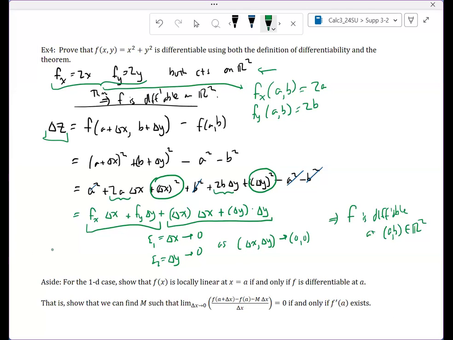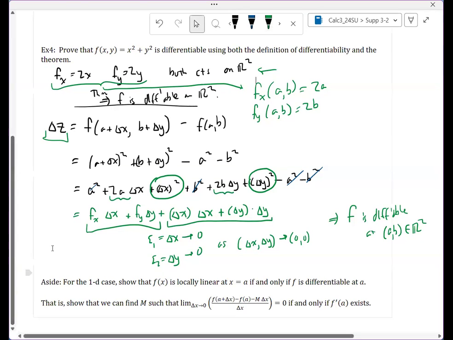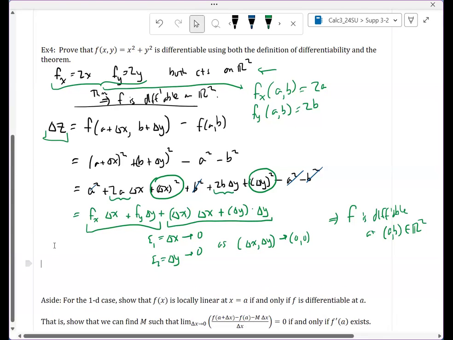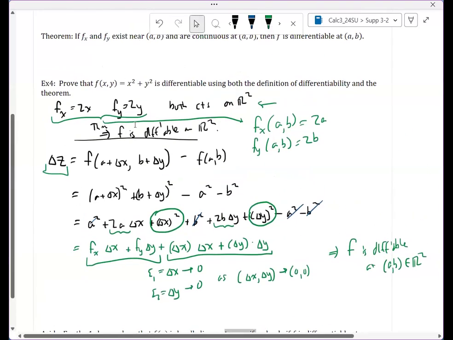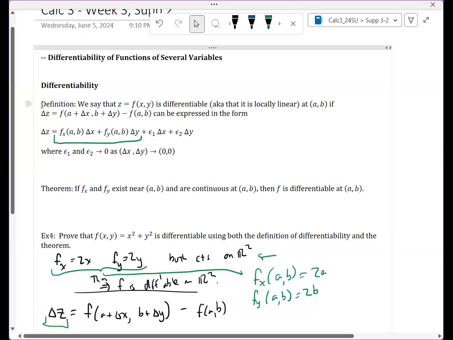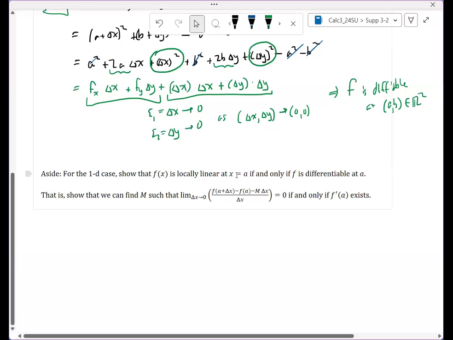But obviously it was much easier, even in this fairly simple case, to use the theorem to show this, to show that the two partials exist and are continuous. And then as a little aside, here we're going to focus on the 1D case. We're going to show that f is locally linear at x equals a. In other words, the 1D equivalent of this definition for differentiability, which is sometimes referred to as local linearity instead of differentiability. We'll show that f is locally linear at x equals a if and only if f is differentiable at a, that is, f prime of a exists.